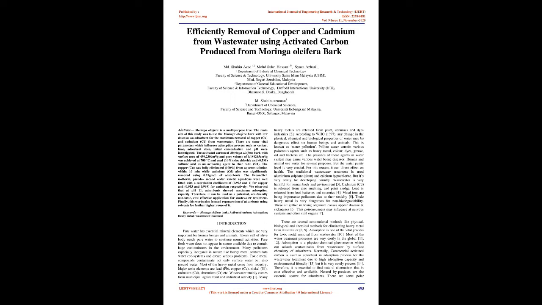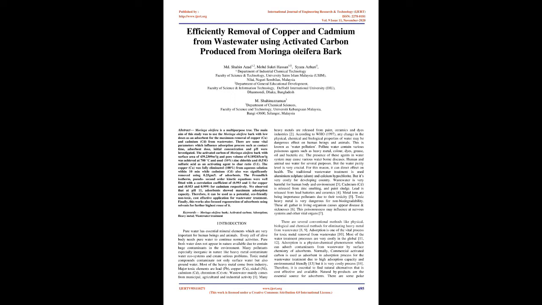There are some vital parameters which influence the adsorption process, such as contact time, adsorbent dose, initial concentration, and pH, which were investigated. The activated carbon of Moringa oleifera bark, with a surface area of 439.2309 m²/g and pore volume of 0.189245 cm³/g, was achieved at 700 degrees Celsius and used 10% zinc chloride and 0.5 M sulfuric acid as an activating agent at a char ratio of 5:1.